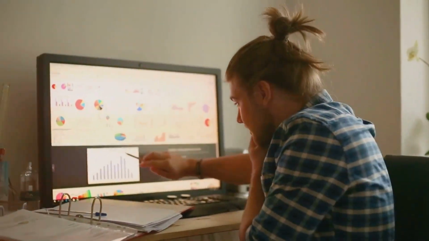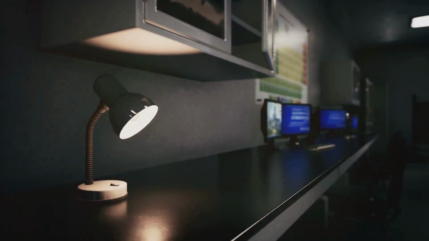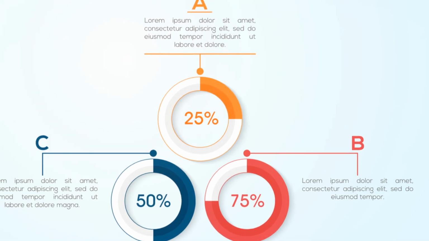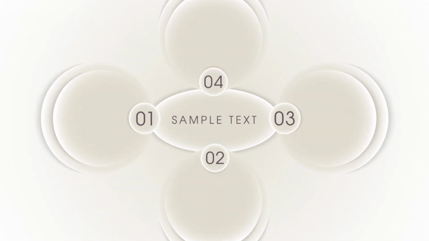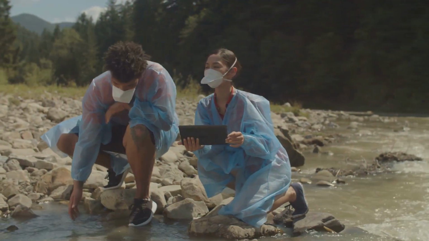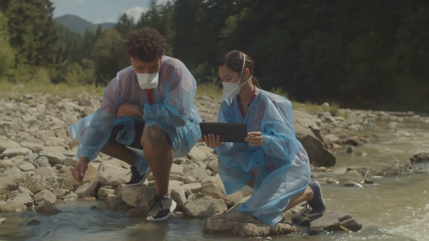So, how do you choose the right sampling method? It depends on your research goals and the characteristics of your population. Probability sampling is ideal when you need your results to be generalizable to the entire population. It's accurate, reduces bias, and is often used in large-scale surveys or experiments.